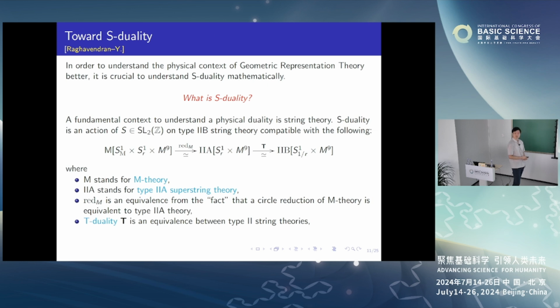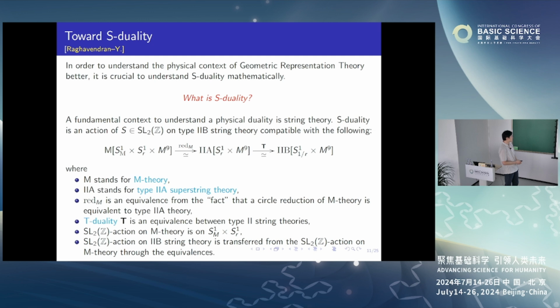There's another thing, also for T-duality, between type 2A and type 2B. It's also an equivalence of string theory. But with this prepared, I can say a little more about this S-duality, because I have this S1 times S1. SL2Z is just acting on this S1 times S1. And because these are equivalences, this action of SL2Z on M theory, you should be able to transfer further down to this 2B.